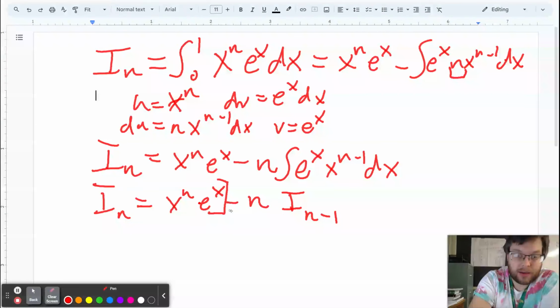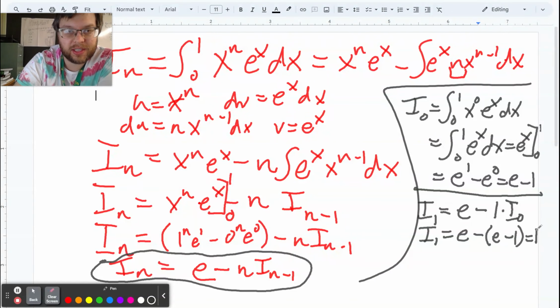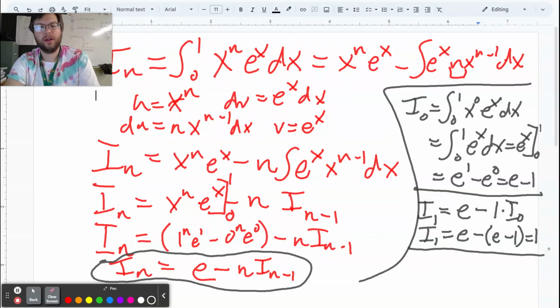And that's the last time I need to do an integral, because now I have a formula that I can use that relates the next power to the previous power. So I know I1 is equal to e minus 1 times I0. So in other words, I1 is just e minus (e minus 1), which is 1. Without doing actually any calculus on that part, I know that the integral is equal to 1. So I know the area under the curve.